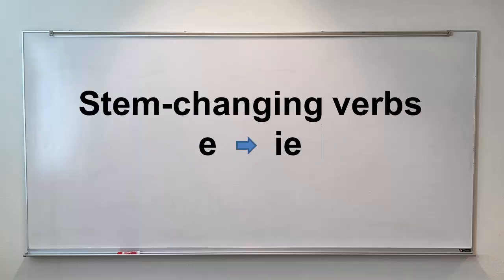So the verb preferir is what we call a stem changing verb, and it follows the pattern where the E changes to an IE when you conjugate it in the present tense. So it's a present tense stem changing verb.